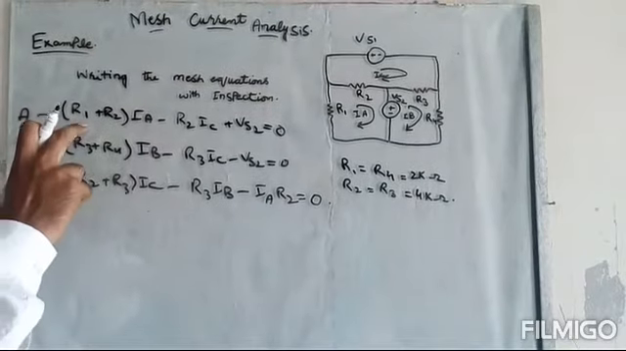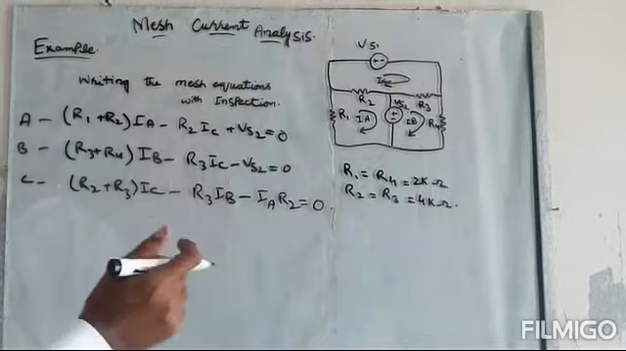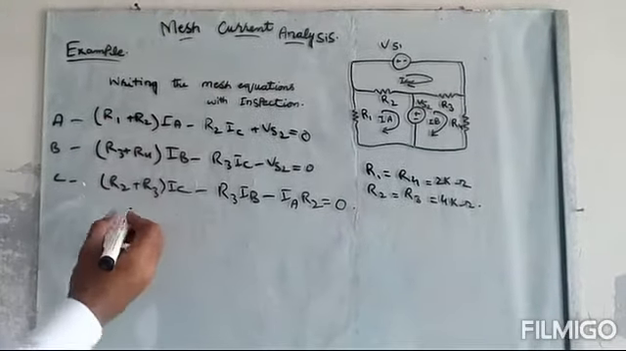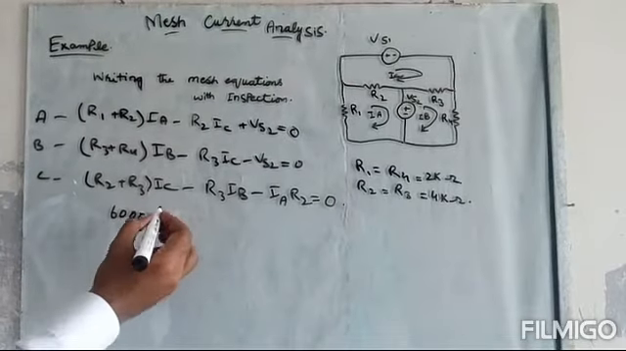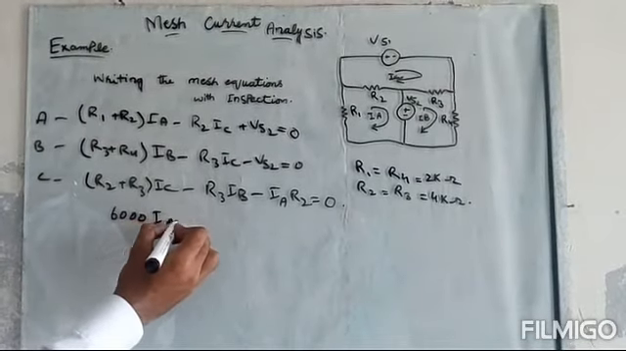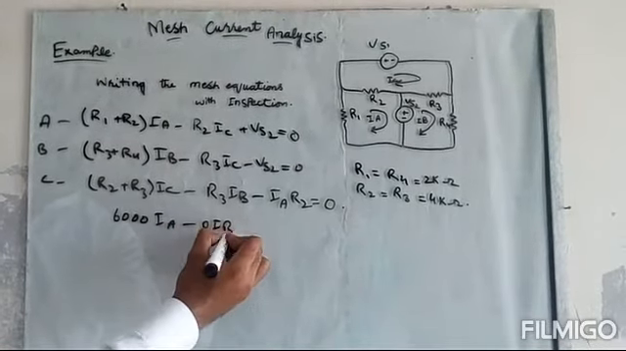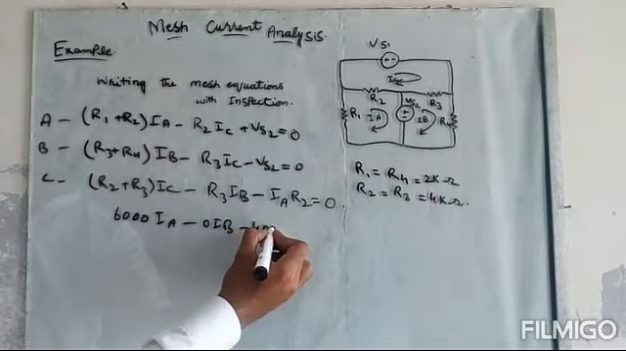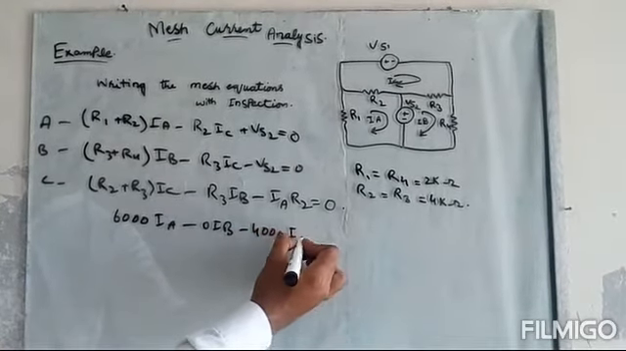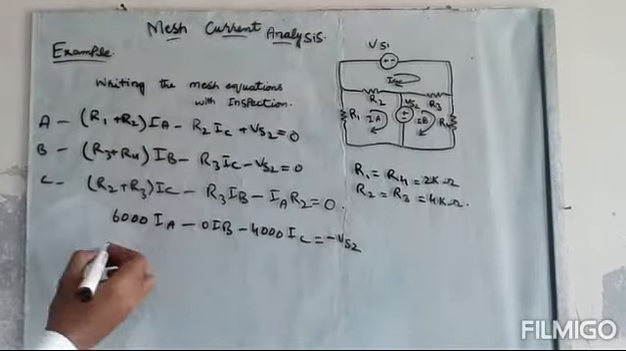So now we will put the values of R1 and R2. R1 plus R2: R1 is 2K and R2 is 4K, so it will be 6000 or 6K multiplied by IA, minus R2, which is 4,000, multiplied by IB, minus 0 IC, is equal to minus Vs2. This is our equation 1.